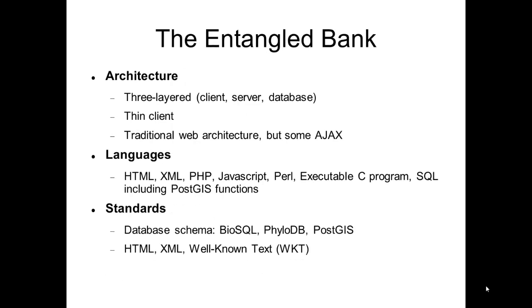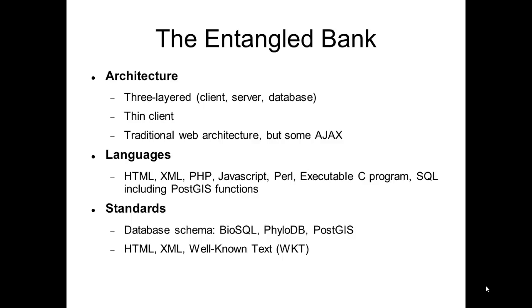And here we see what is the entangled bank? Well, it's got a three-layered architecture: client, server, and database. It's basically a thin client. It just runs on a little bit of JavaScript doing the map window. And it's built with a traditional web architecture, but with a tiny little bit of Ajax added in just to add a bit of icing on the cake of the functionality.